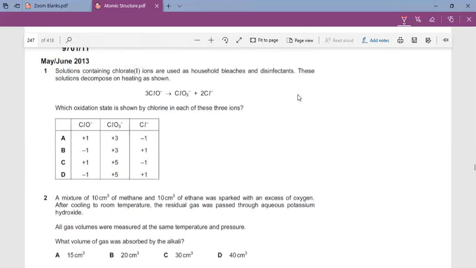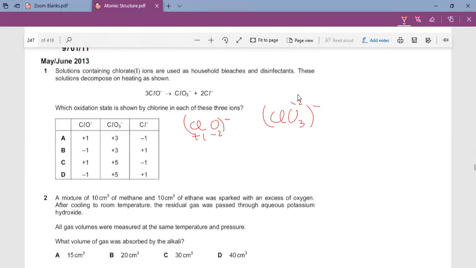Now, of course, the whole thing here is ClO minus. That means the whole thing here is -1. So oxygen is -2. To get -1 here, it is +1. Now ClO3 minus, which means the whole thing is -1. So it's -2 here.